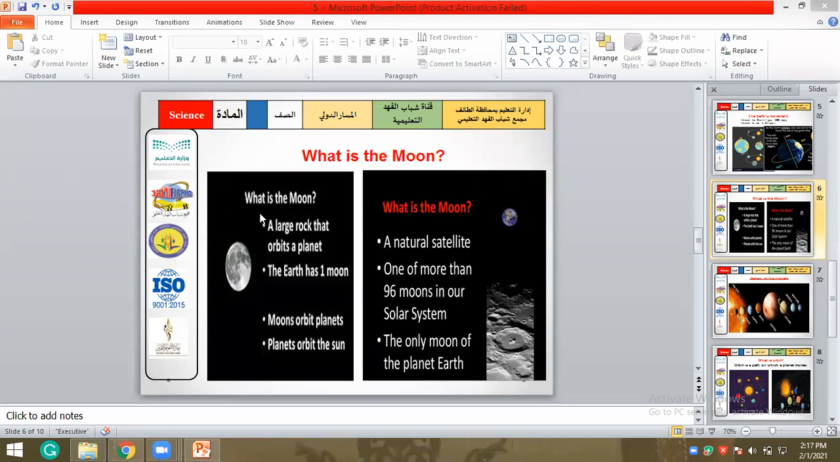What is the moon? A large rock orbits a planet. The Earth has one moon. Moons orbit planets, and planets orbit the sun. That's good. Okay, so orbit means the way to move around. That is orbit. Orbit is a path for the planets or satellites.